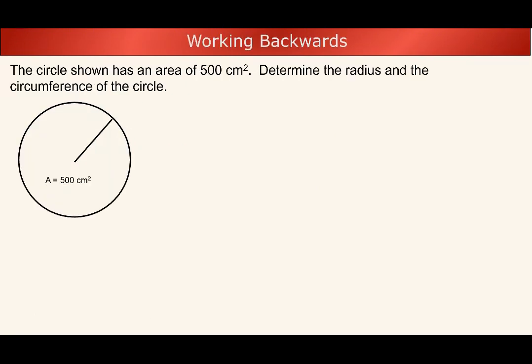Next one says the circle shown has an area of 500 square meters. Determine the radius and the circumference. That's exciting. So remember, the formula for a circle is pi r squared. But up until now, we've only been solving for area. This time it wants us to solve for radius.